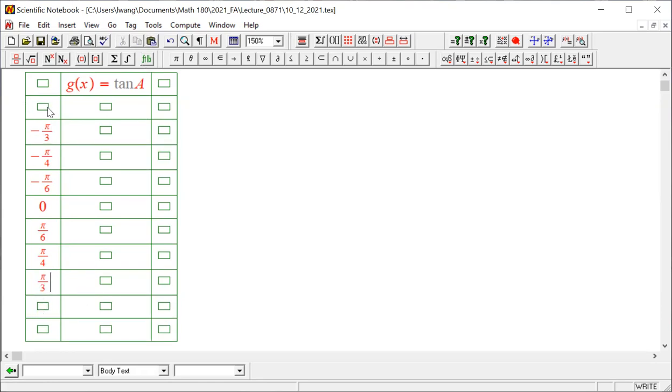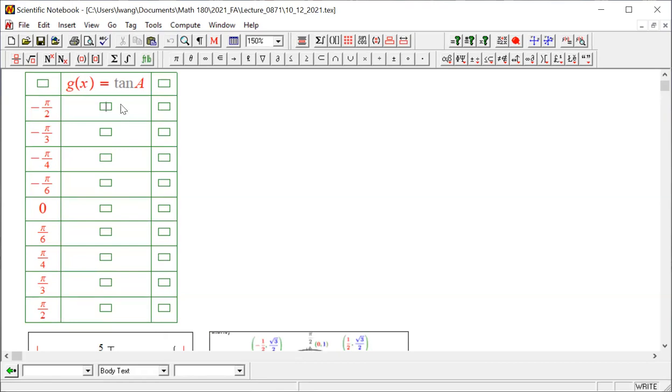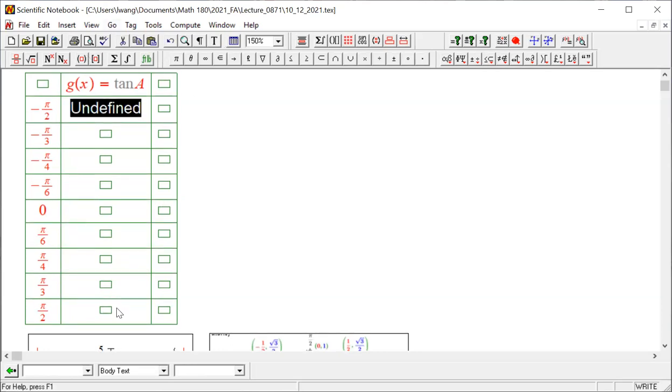But how about the numbers closer to pi over 2? We cannot equal pi over 2 for sure, right? We cannot equal negative pi over 2 or positive pi over 2. It cannot be, right? Not in domain. It cannot be the input, so here it's undefined, and over here is undefined.